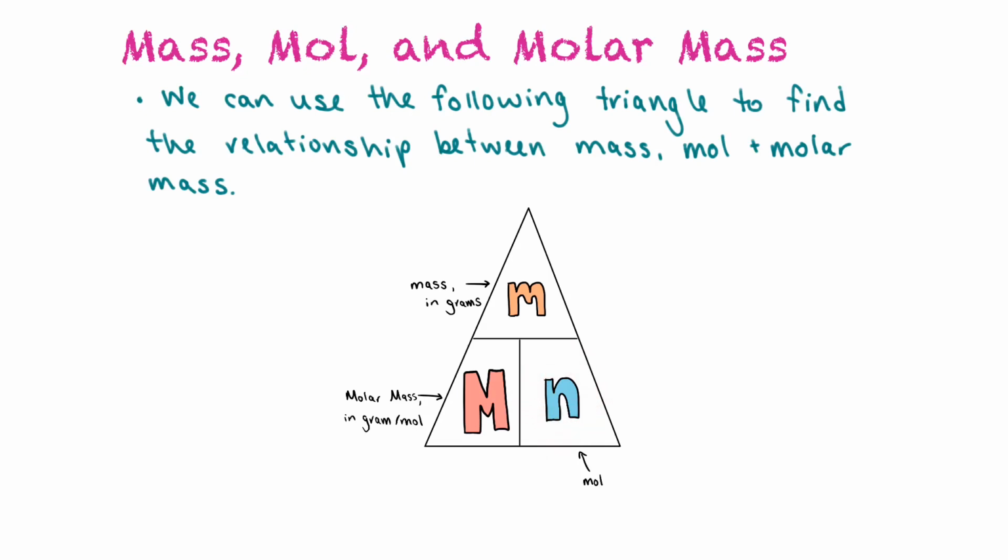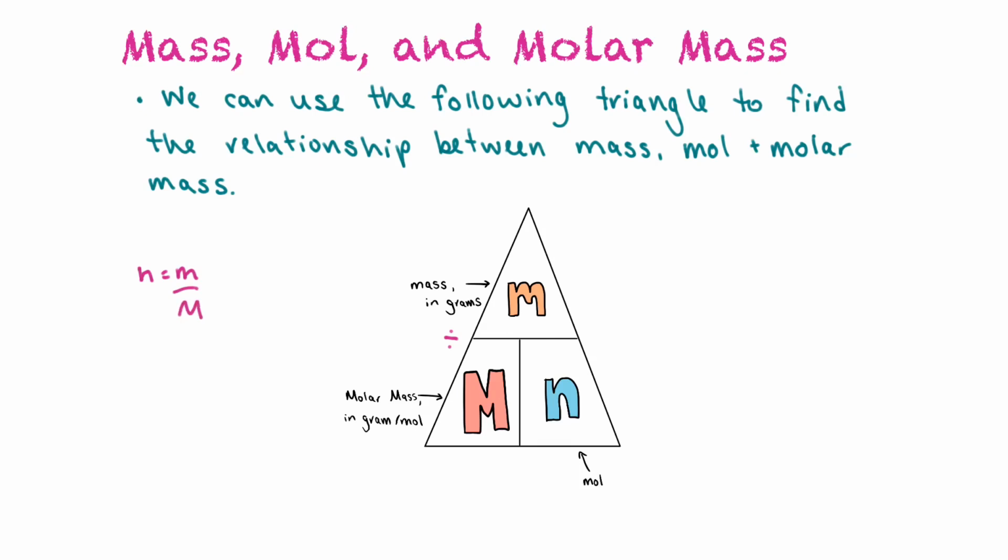So if I were trying to find out the number of moles, the way you use this triangle is you cover up the value you're trying to find out and you look at the remainder. So if I were trying to find the number of moles, the remainder would be mass over molar mass. So if two substances are above and below each other, that means that you divide. So the number of moles would equal mass over molar mass.